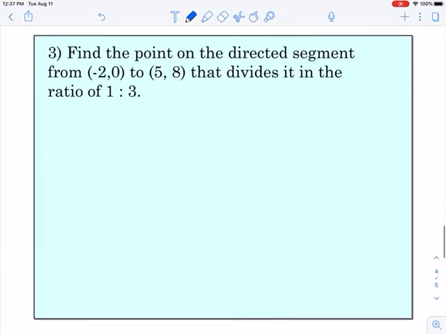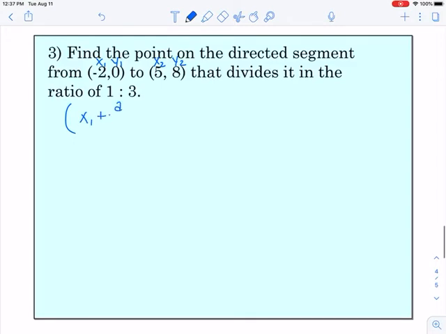Okay, 2 more examples here. Okay, this time we want to find the point on the directed segment from -2, 0 and 5, 8 that divides it in the ratio of 1 to 3. Again, directed segment just means that the order matters. So you're going from and to, so the from has to come first. It's just a different way of saying that this has to be x1, y1, and that has to be x2, y2. So one more time, here we go with that partition formula.